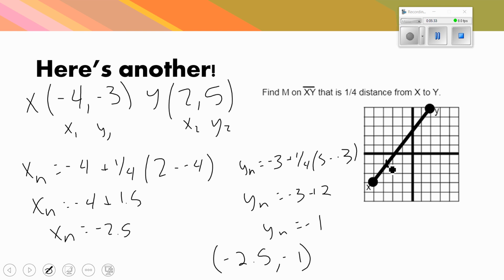And again, you could have just done it the way we did it on the last graph. We go up 1, 2, 3, 4, 5, 6, 7, 8. A quarter of 8 is 2, so I go up 1, 2, go over to my line, and look, I'm still at that exact same point.